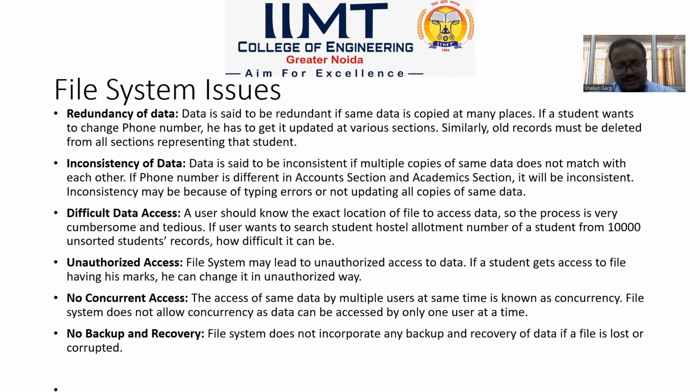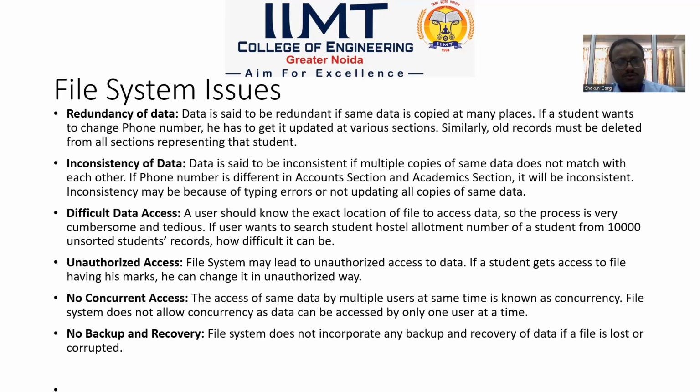No concurrent access. The access of same data by multiple users at same time is known as concurrency. File system does not allow concurrency as data can be accessed by only one user at a time. No backup and recovery. File system does not incorporate any backup and recovery of data if a file is lost or corrupted. So these are some issues related to file system.